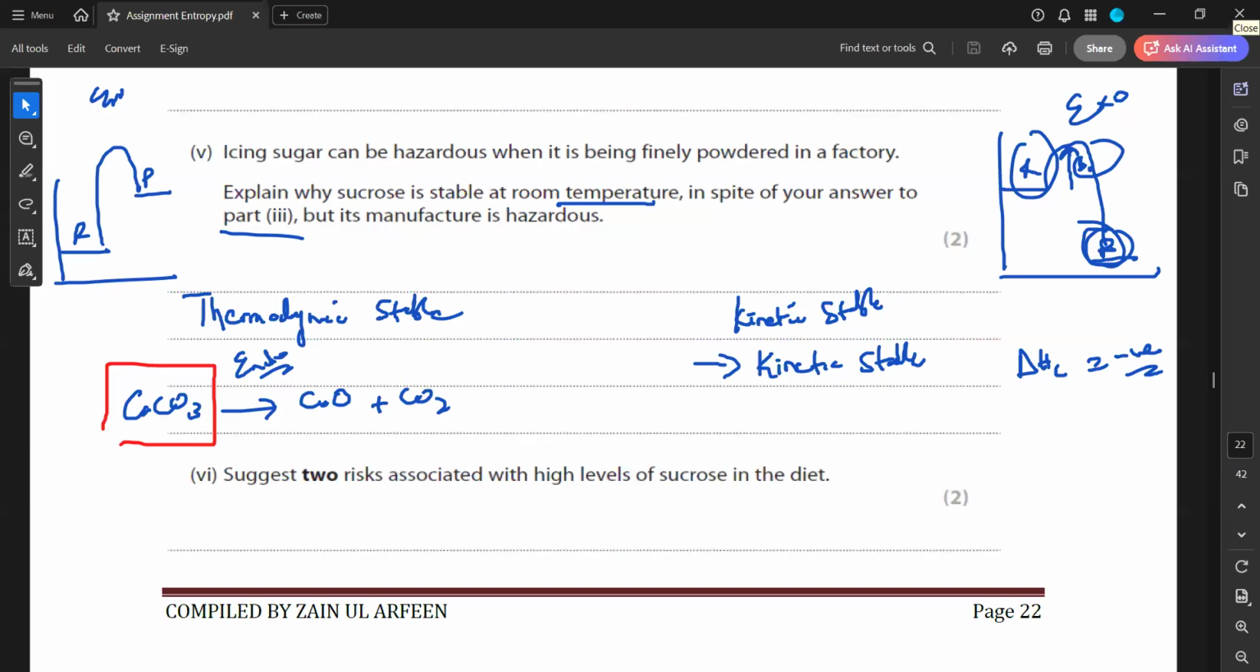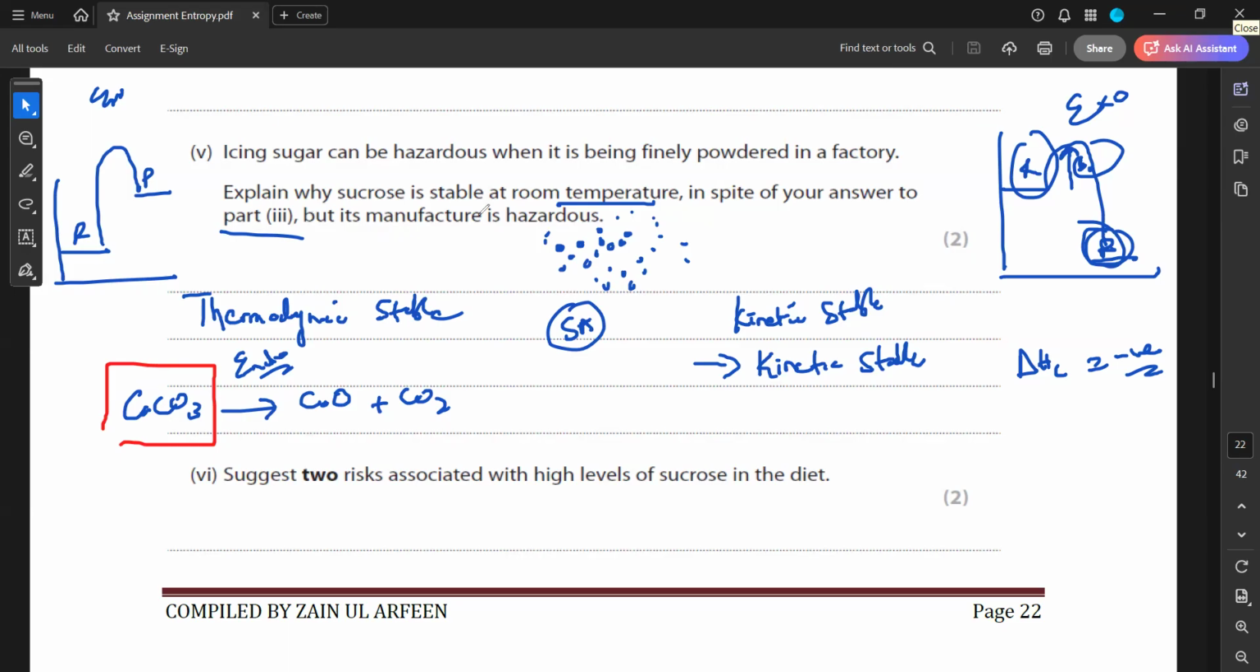And why is it hazardous? Because when it is crushed, the particle size decreases. When the particle size decreases, the surface area will increase. And if it has a large surface area, it can burn easily.